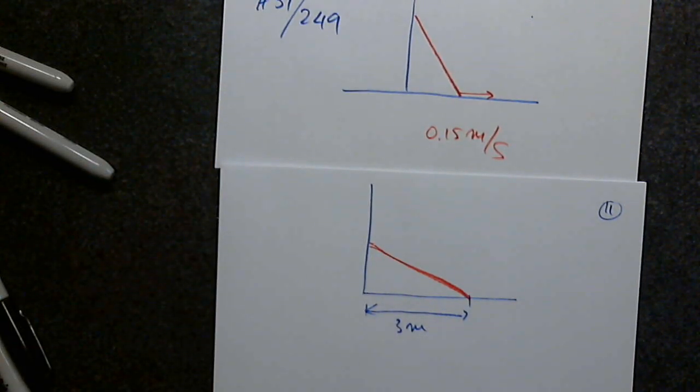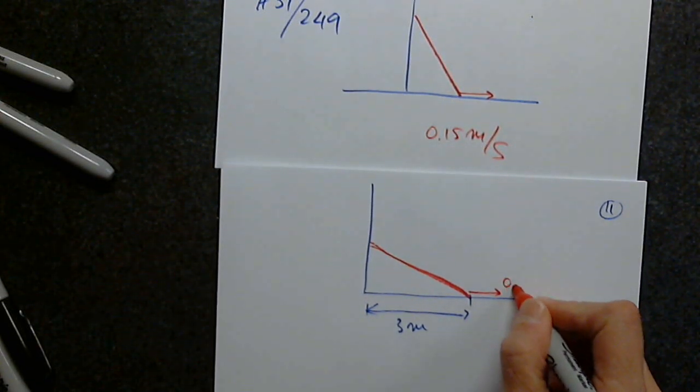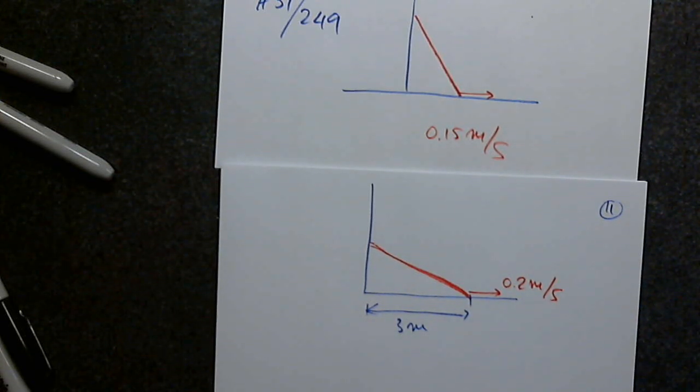At the moment when the bottom of the ladder is 3 meters from the wall, it slides away from the wall at a rate of 0.2 meters per second. How long is the ladder?